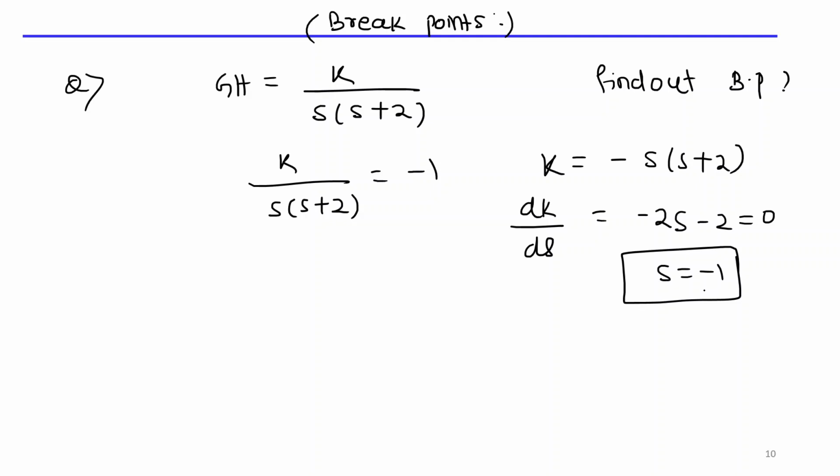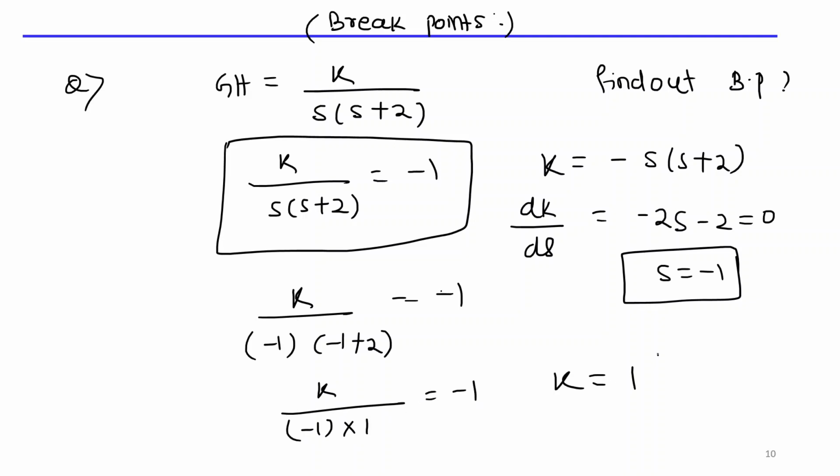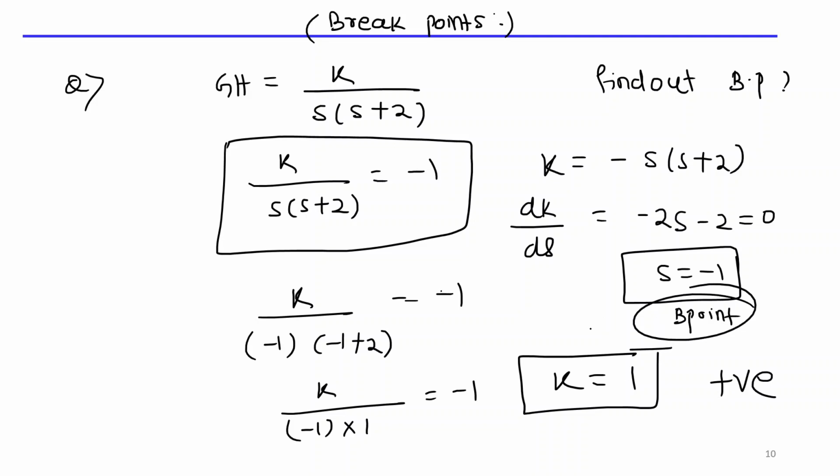Then you need to put this s equal to minus 1 here. K equal to minus of minus 1 into minus 1 plus 2, which is minus 1 into 1, which is minus 1 with the sign, so you are getting K equal to 1. So K is positive. That's why you are confirming that this is a breakpoint. Clear, everyone? Yes, sir. Okay.